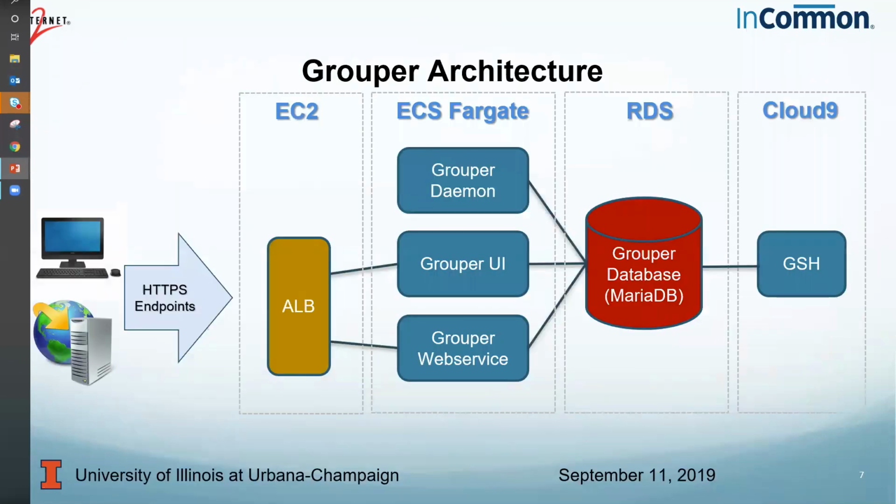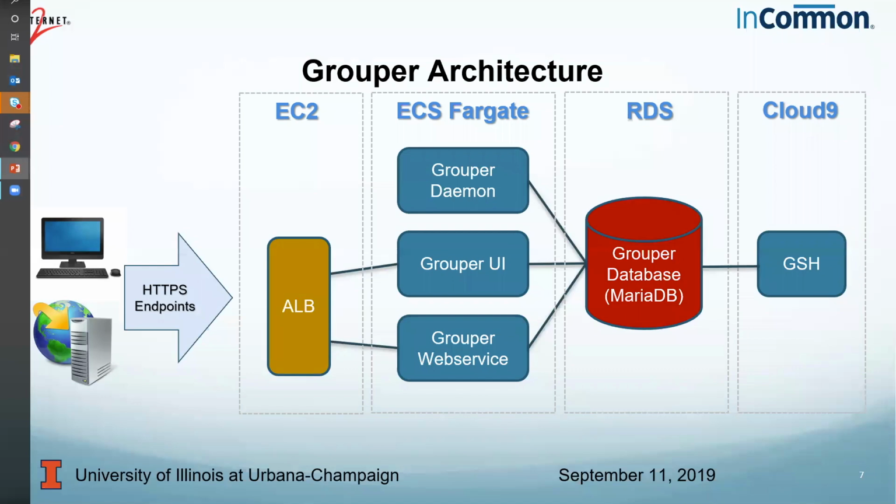So here's a brief look at our Grouper architecture. We deployed in production in March, and we've been getting a slow but steady increase in its use for authorization policies. We chose the serverless architecture using ECS Fargate because that was the quickest path with the pre-built InCommon Trusted Access Platform containers.